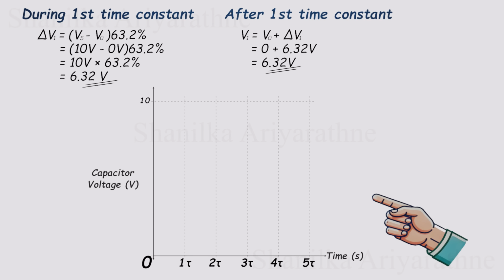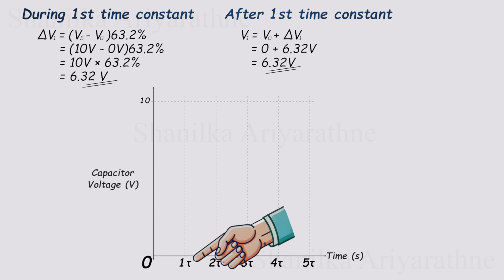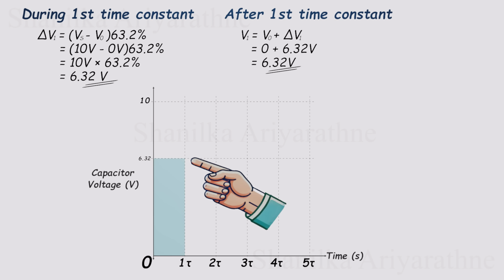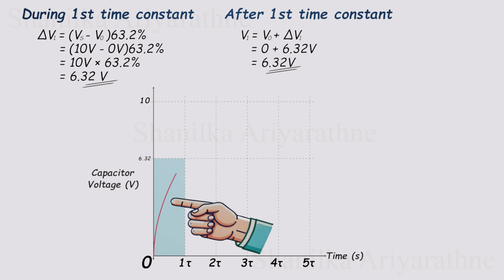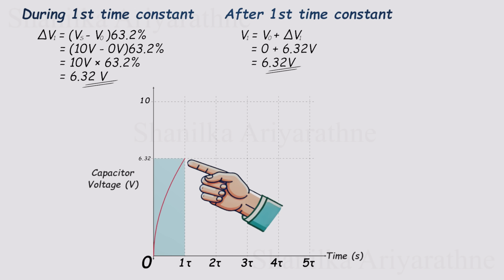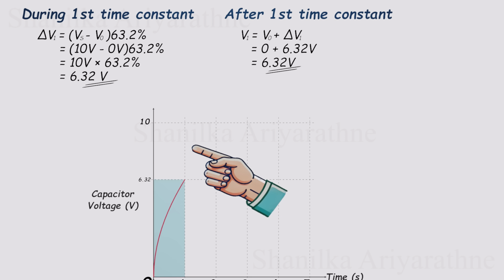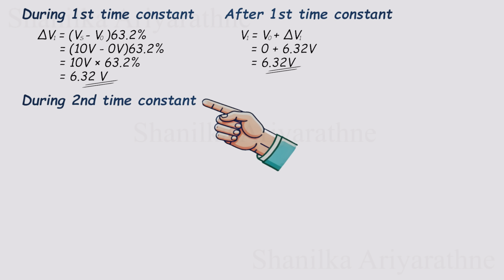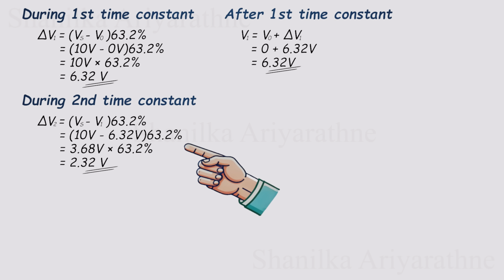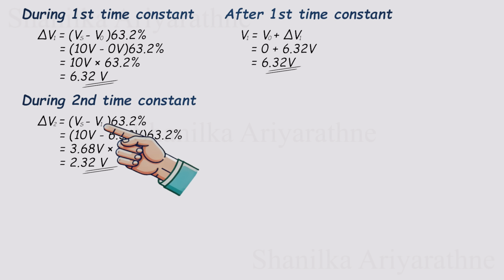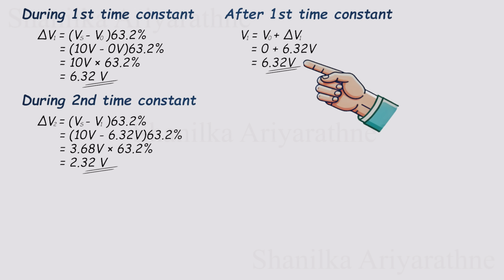Let's mark this point on a voltage versus time graph so we can see it more clearly. At 1 second, the voltage reaches 6.32 volts. Plotting it out helps us actually see how the capacitor is racing toward the supply voltage, but still has a little way to go. We can calculate the voltage change during the second time constant in exactly the same way as before, but this time, keep in mind, the starting voltage is now 6.32 volts, because that's where the capacitor charged up to after the first time constant.